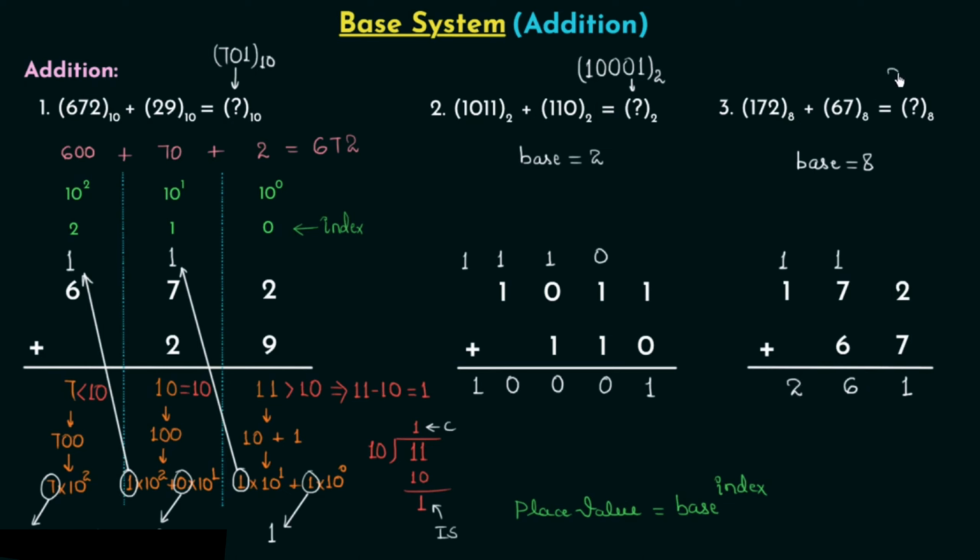So we have got 261 in octal as our answer. So I hope all the concepts explained in this presentation are clear to you. In the next presentation, we are going to perform the subtraction in different number systems. So I will end this lecture here. See you in the next one.